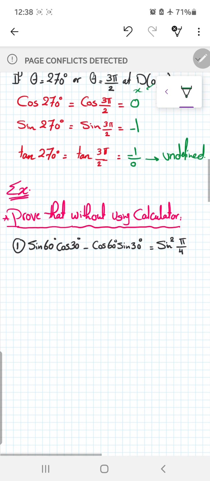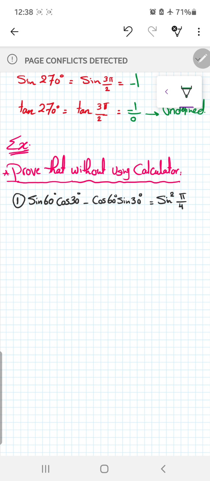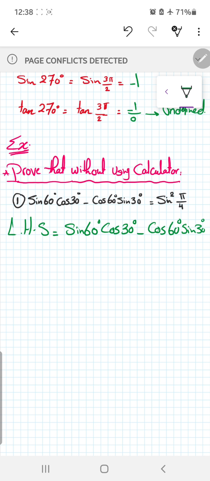Let's take some examples. Number 1. Prove without using a calculator that sine 60 cosine 30 minus cosine 60 sine 30 equals sine power 2 of pi over 4. First, get the left hand side, which is sine 60 cosine 30 minus cosine 60 sine 30, and substitute.